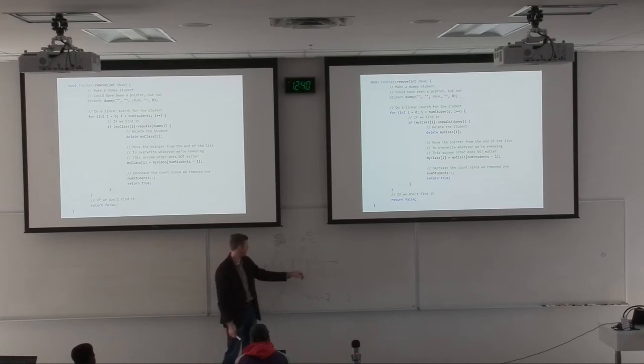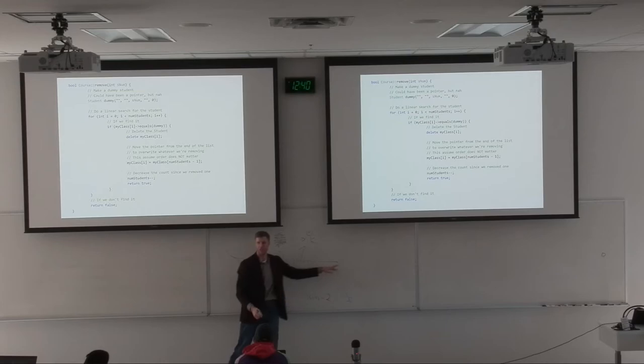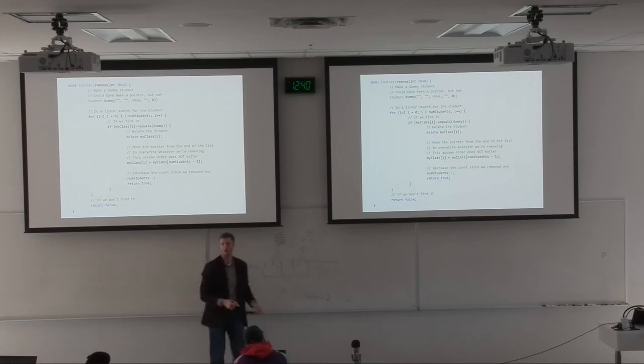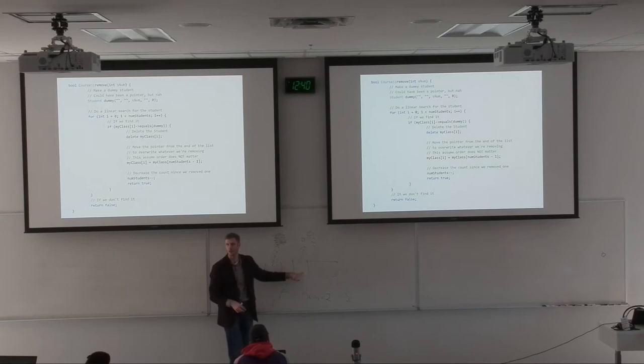Because there's only two students in here. So only these two cells of our array are full. Anything after that, this is just gibberish. It won't matter. If you want it to be super safe, what you could do is set this to like a null pointer. So it's like, okay, it points to nothing.